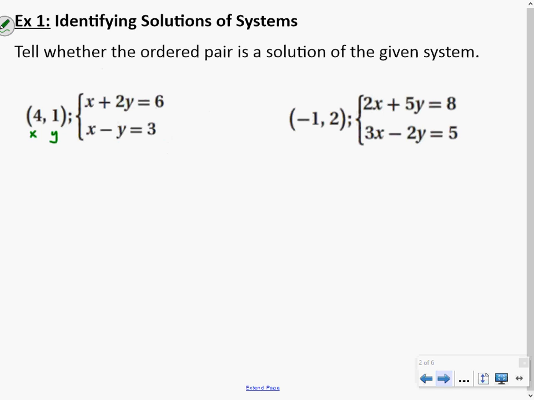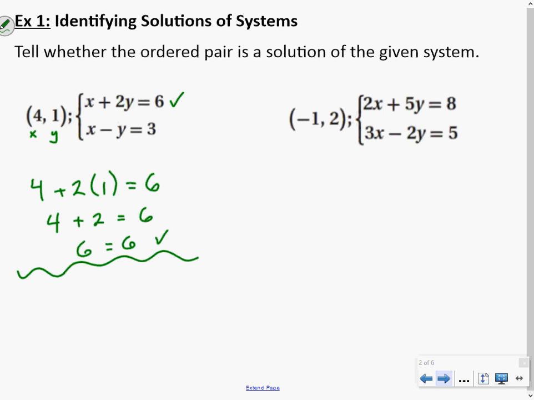So let's do it for our first equation. We're going to plug in 4 for x, we're going to plug in 1 for y, and then we're just simplifying. Okay, 4 plus 2 times 1 is 2. 4 plus 2 is 6. We get 6 equals 6, so it checks out. So we know that that point makes our top equation true. Now we just need to make sure that it makes the bottom equation true as well.